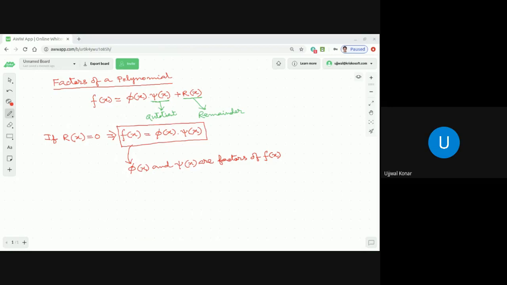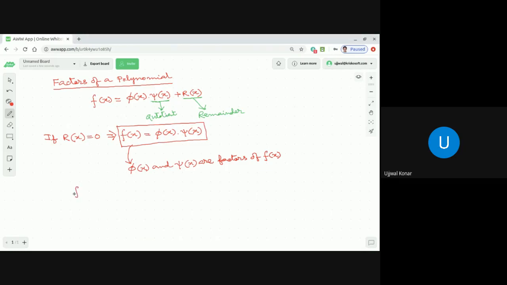So whenever you divide one polynomial expression by another polynomial expression, and if you get the remainder 0, then you can say that whatever quotient you got and whatever you divided by, both are factors. You take an example. Suppose let's take an example.